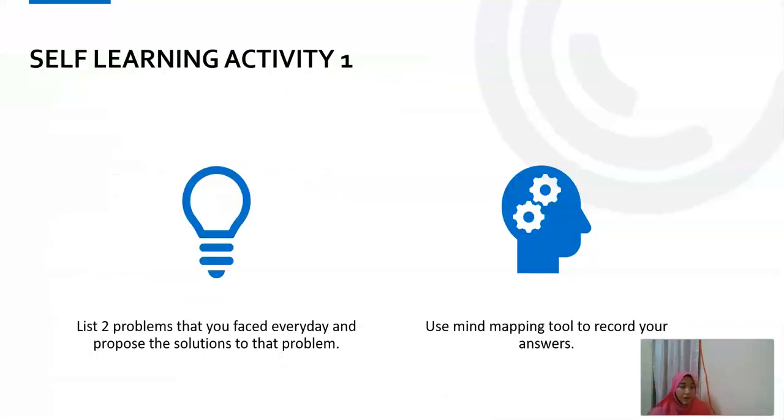Alright, next we have looked at some ideas on the purpose of critical thinking. So why do you need to learn about critical thinking? Because nowadays we have problems. For your self-learning activity, I want you to list two problems that you face every day and then propose a solution to each problem. Think of the problems that you think are very important to your life, and then try to find solutions. If you have the solution, or you can use others' solutions, or you can create your own innovative solution. Use any mind mapping tool or apps to record your answer.